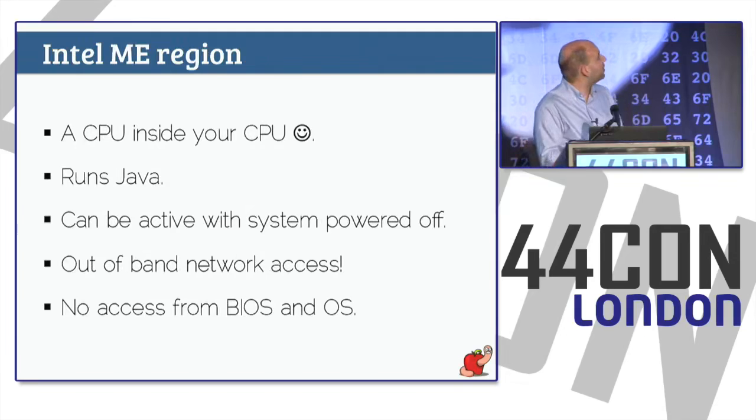Here. The Intel management engine region. This is a CPU that runs inside your normal Intel CPU. The first time I saw the presentation by Igor, I was like, what? You have a CPU running inside your CPU? But the real detail is it runs Java. Crazy stuff. It can be active with the system powered off. As long as you have power on the machine, this chip can talk to the network because it has out-of-band network access, which means that you have a MAC address inside your CPU that can talk to the network.